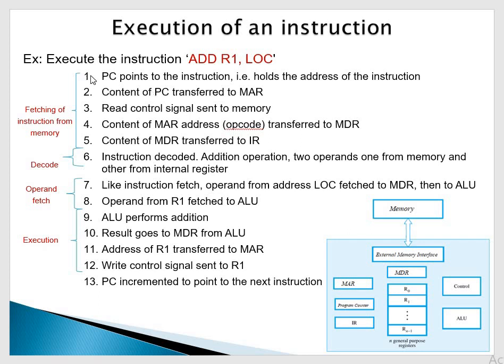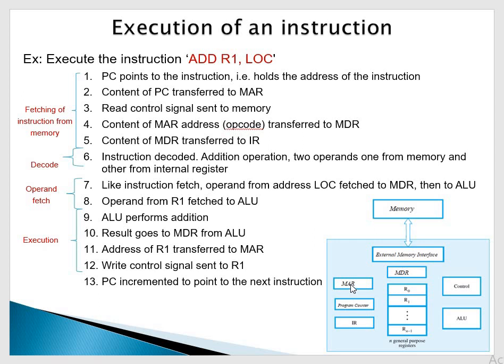As we have already discussed the role of the PC, the program counter will be used to indicate the address of that instruction which will be executed next. Let's suppose we want to execute one instruction, then the address of that instruction will be there in the PC. So the program counter will transfer the address of the next instruction which we want to execute to the MAR.